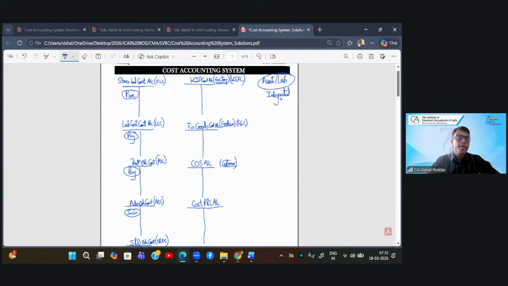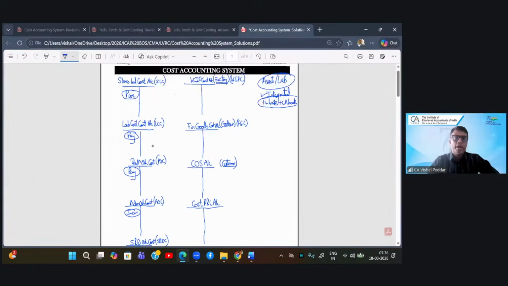Now, what is integrated? Where my financial books and my cost accounting books are combined into one set of books. So I prepare only one set of books which will serve both the financial accounting and the cost accounting. It is called the integrated method.